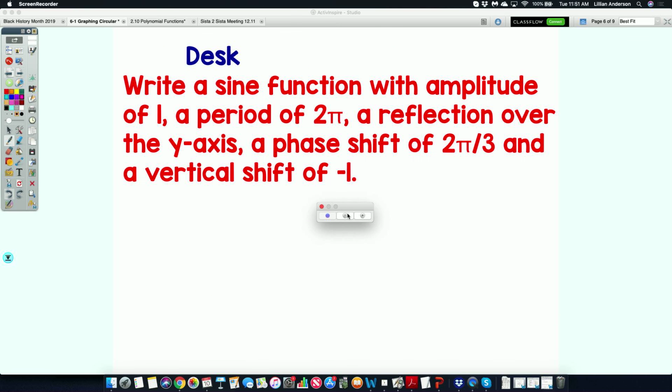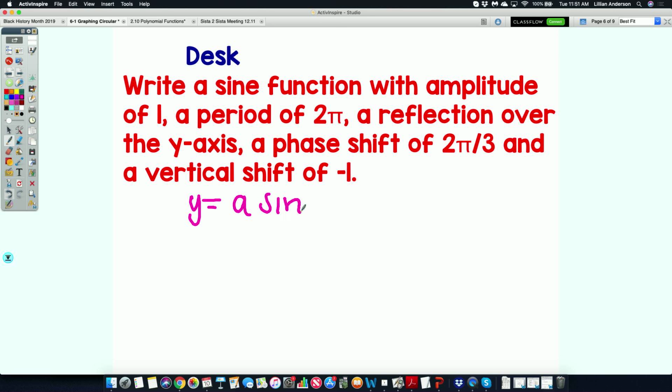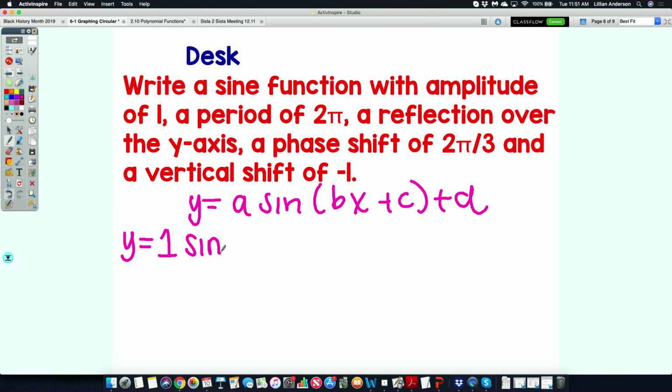Let's take a look at this one. You guys did it on your desk. So you are writing a sine function that has an amplitude of 1, period of 2 pi, a reflection over the y-axis, ooh, new, a phase shift of 2 pi over 3, and a vertical shift of negative 1. So y equals a sine bx plus c plus d. What's a? 1. I really don't have to put the 1, but I did put it, so I'm going to keep on rolling. 1 sine b. Hopefully you said 2 pi over b equal to 2 pi.